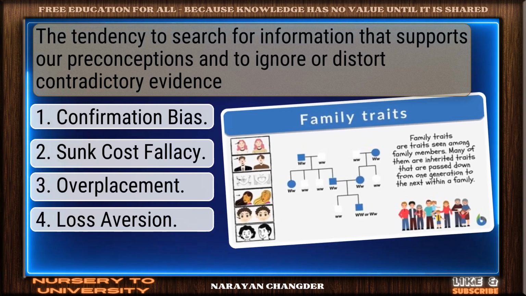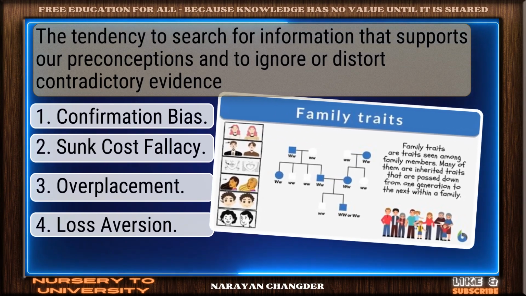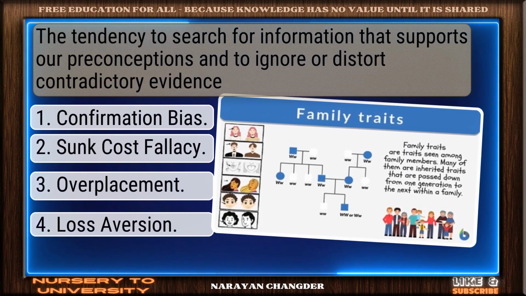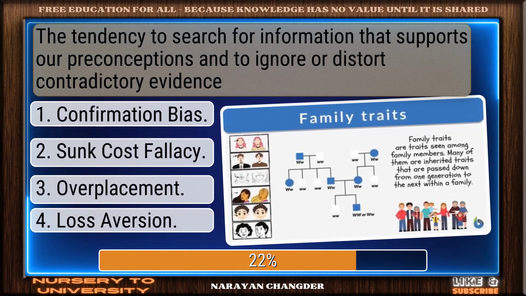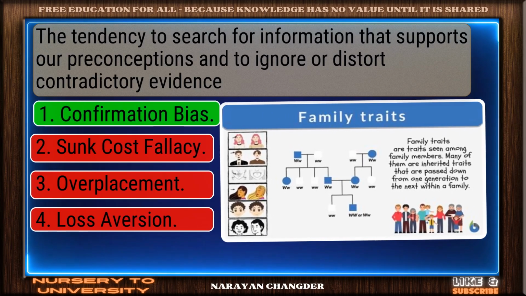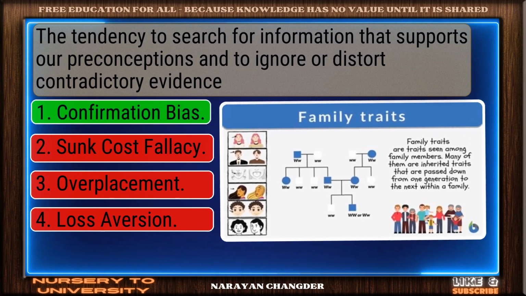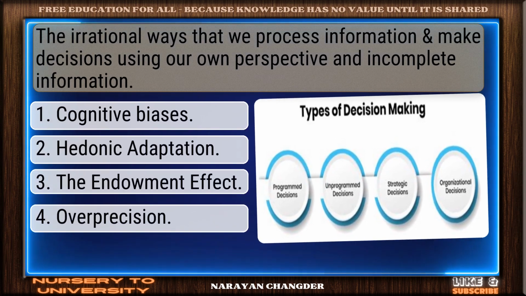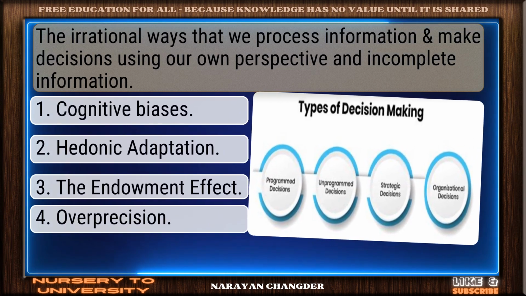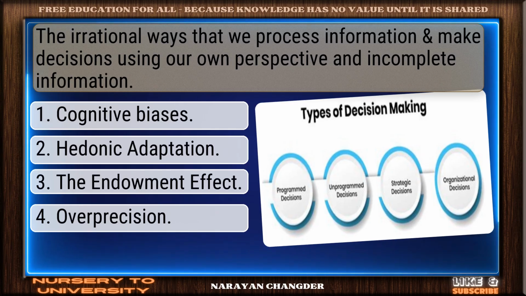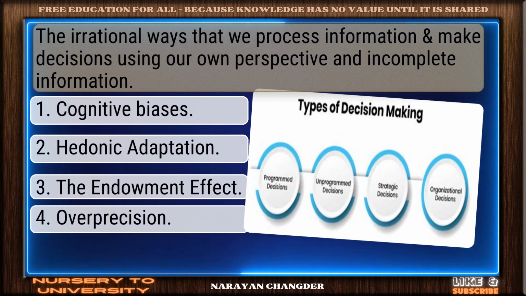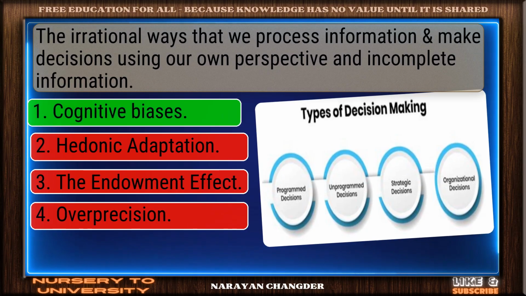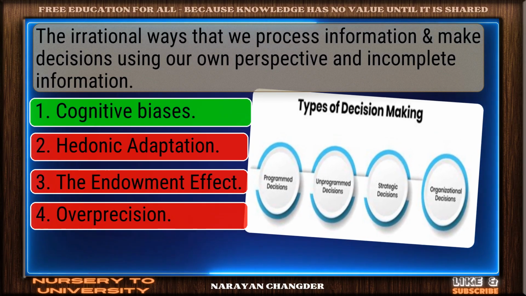The tendency to search for information that supports our preconceptions and to ignore or distort contradictory evidence. You chose confirmation bias, and it is correct. The irrational ways that we process information and make decisions using our own perspective and incomplete information. Smart move. Cognitive biases is an accurate answer.